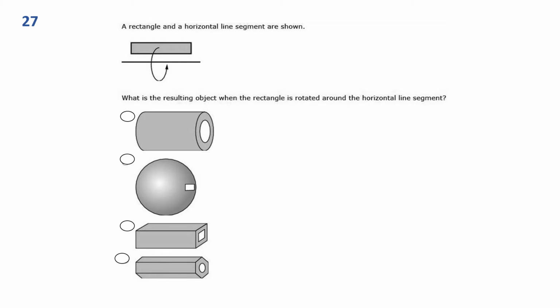So we can actually use the process of elimination here. We know that it would not be a sphere because we have this straight piece here. And it says it's rotated around, meaning it's going to have a curve to it. So we can eliminate the last two because these two are not curved. So by process of elimination, it would have to be that first shape here.